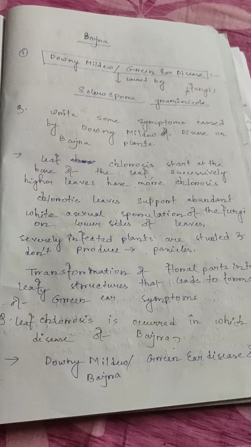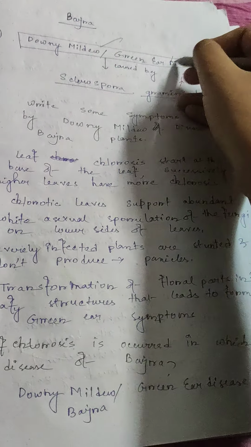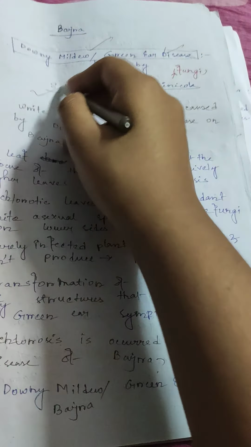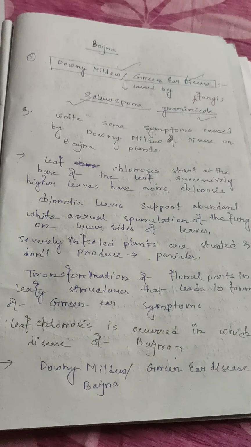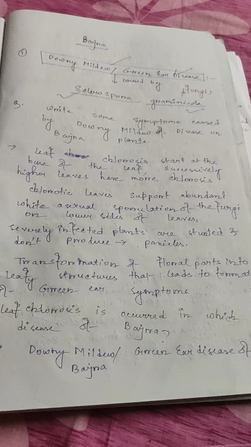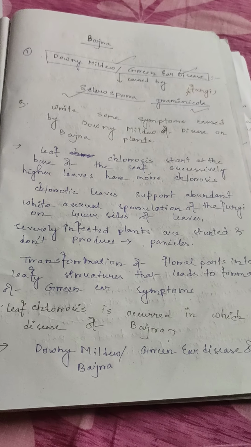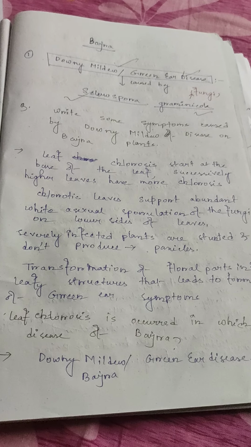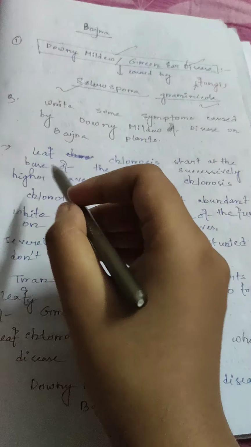The first disease of bajra is downy mildew or green ear disease. Green ear disease or downy mildew is caused by Sclerospora graminicola. It is a fungus. Write some symptoms caused by downy mildew disease on bajra plants.